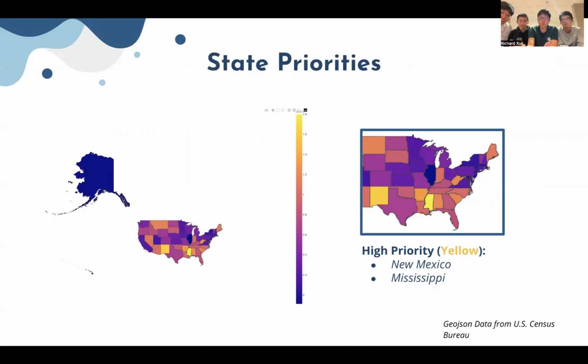Right, so here we compiled our data and put it into a choropleth model. We mapped the scores of each state onto their various locations within the United States, as pictured here. And the key takeaways here are the fact that the top two states that we noted for investment were New Mexico and Mississippi.